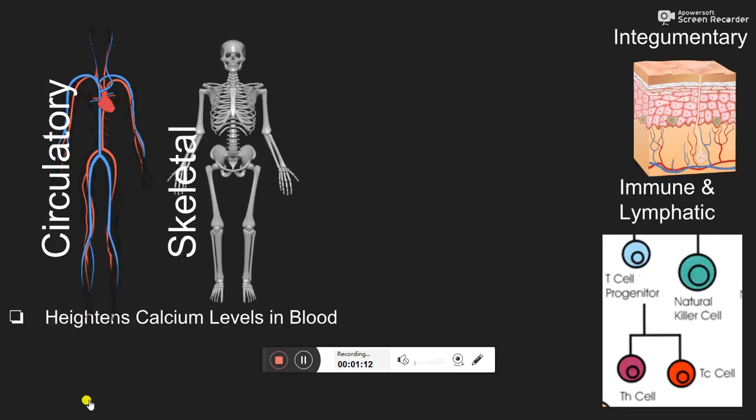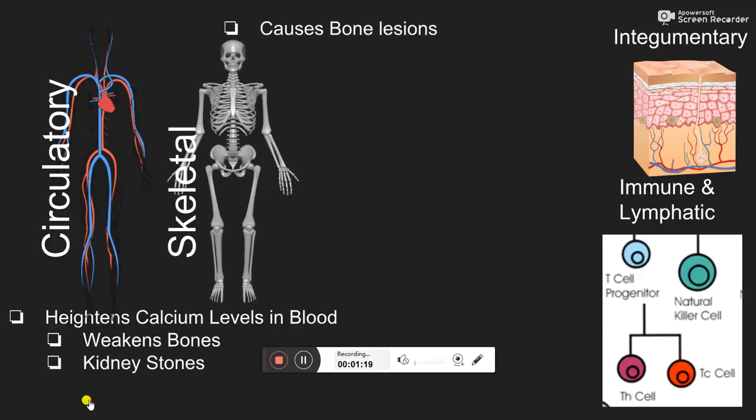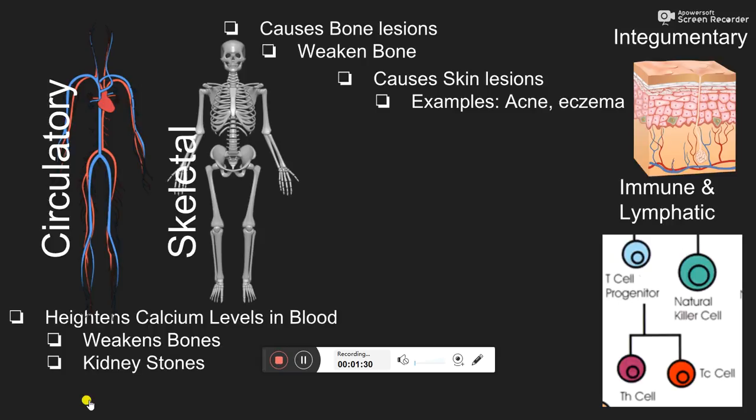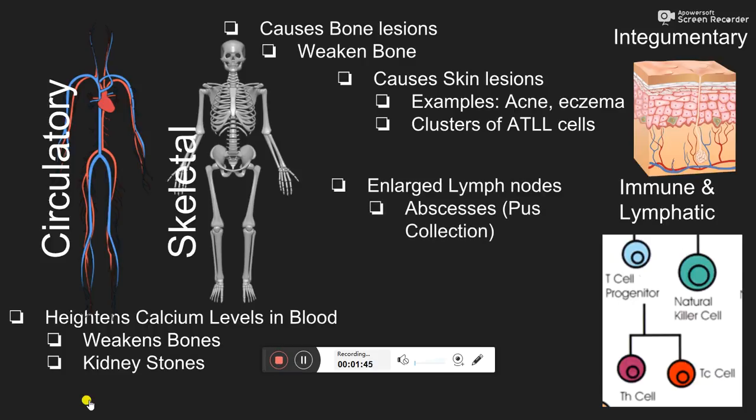It affects the skeletal system by causing bone lesions, as we can see here. They weaken the bone, and it affects the integumentary system by causing skin lesions, which we can see every day, such as acne and eczema. However, ATLL skin lesions are more clusters of ATLL cells. It affects the immune and lymphatic systems by enlarging the lymph nodes, which, when left untreated, can lead to pus collections and bacterial infections in the blood.